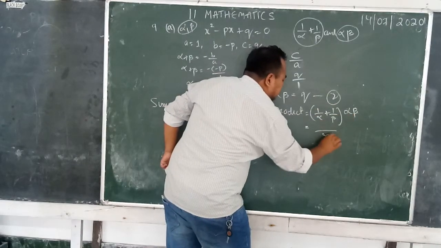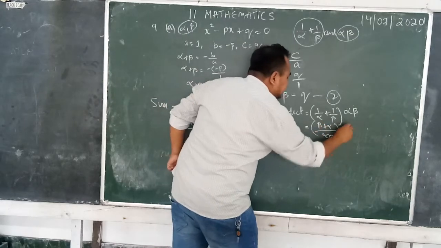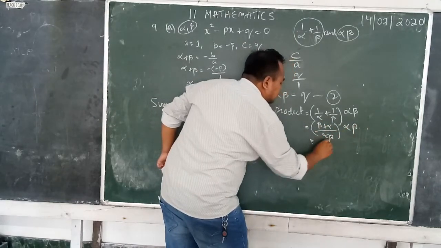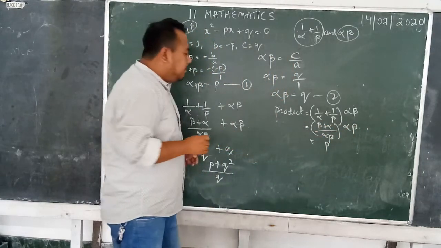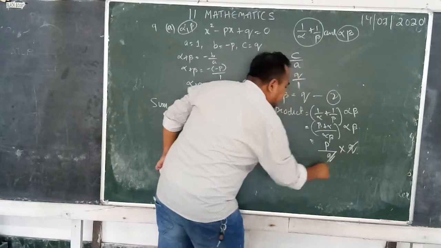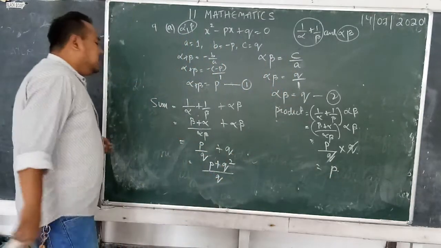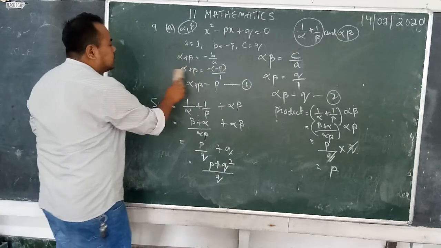So alpha beta is not a problem. So I find out the LCM. It's alpha beta. So you get beta plus alpha into alpha beta. Now put the value. What is beta plus alpha? It is p. What is alpha beta? Q. And again, what is alpha beta? Q. Q and Q get cancelled. So what is the product? P. And what is the sum? P plus q square divided by q.